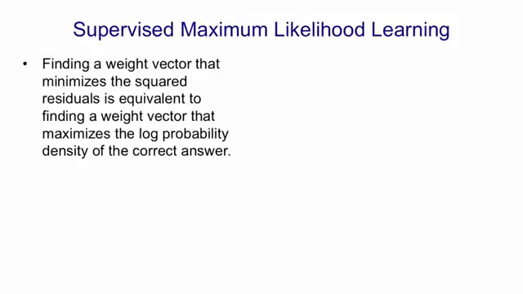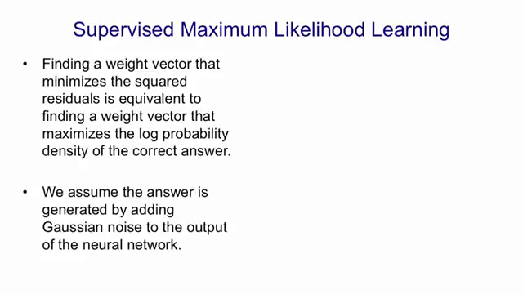I'm now going to talk a bit about what's really going on when we minimize a squared error during supervised maximum likelihood learning. Finding the weight vector that minimizes the squared residuals, that is, the differences between the target value and the value predicted by the net, is equivalent to finding a weight vector that maximizes the log probability density of the correct answer. In order to see this equivalence, we have to assume that the correct answer is produced by adding Gaussian noise to the output of the neural net.